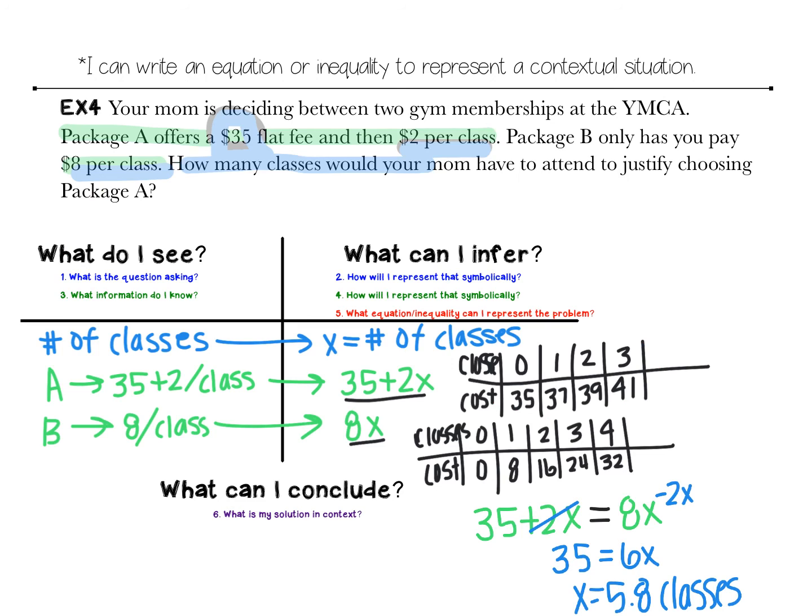So remember we said that this one is the better deal if I take a lot of classes, and this one is the better deal if I take a little bit of classes. So I'm looking for when package A is better, so I'm looking for if I take a lot of classes. So I can't take 0.8 of a class. So I'm going to have to round up on this one to 6. So at 6 classes or more, package A will be the better deal.